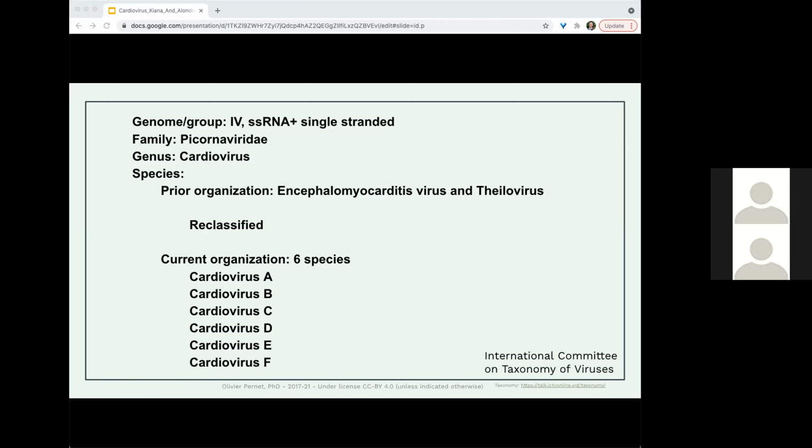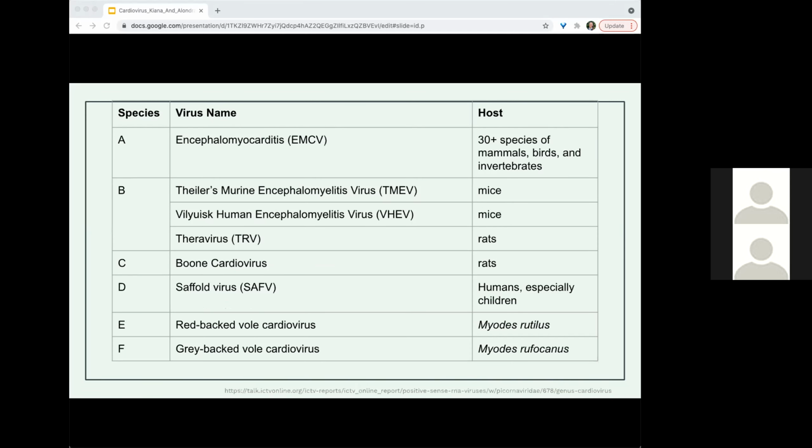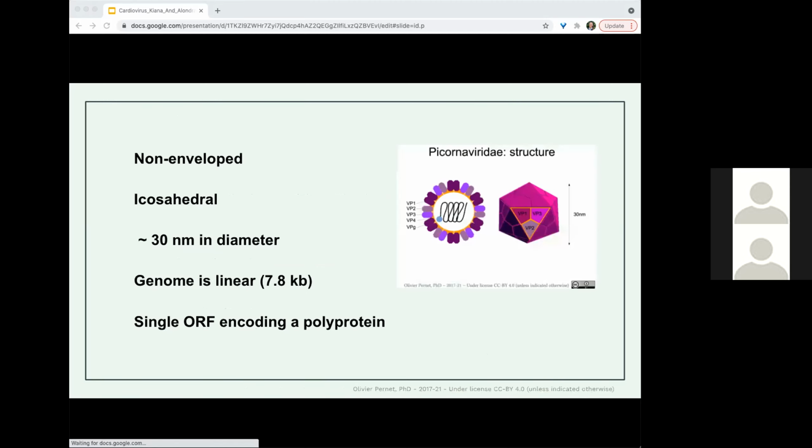Cardiovirus is the genus. It used to be divided into 2 species, but it was reclassified into 6, which includes cardiovirus A through F. This table shows the species, virus names, and the hosts. There are over 30 species of hosts, including humans, mice, and other mammals, birds, and invertebrates.